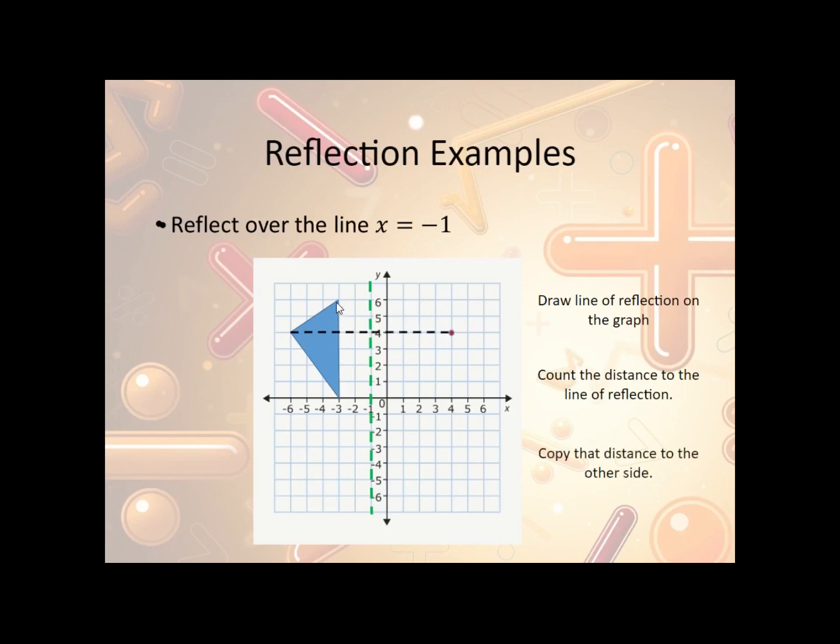And then same thing. 1, 2 away on this side. And 1, 2 away on this side. 1, 2 away on the other side. And now we have our drawing. Again, it's reflected. It's just reflected over a different line.